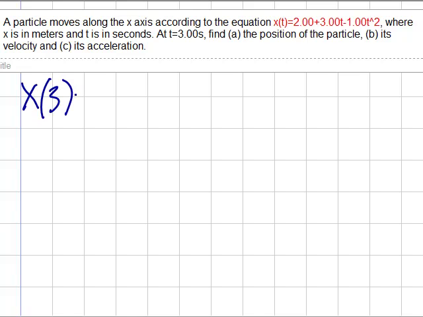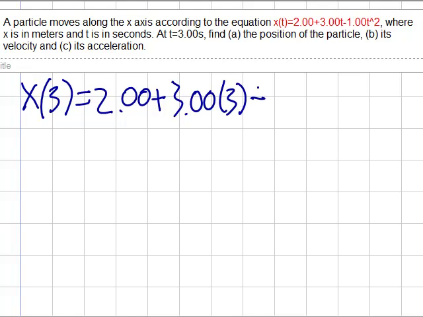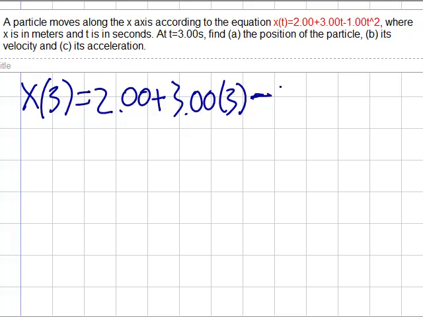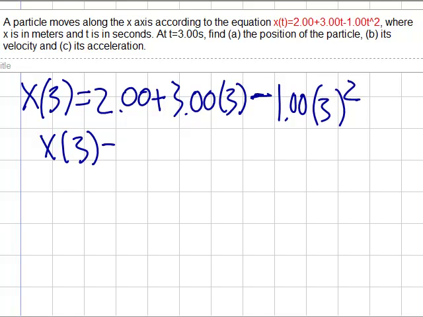So x of 3 equals 2, the initial position, plus 3 times 3. Then add our acceleration term, which is actually negative, so let's erase that and put a minus. Then 1.0 times 3, and you have to square that. So x of 3 equals 2 plus 9, and you multiply that out.